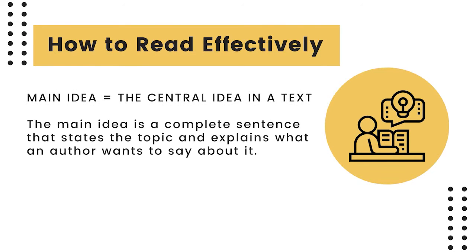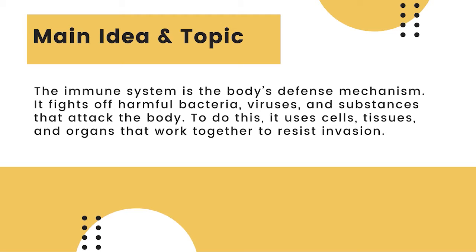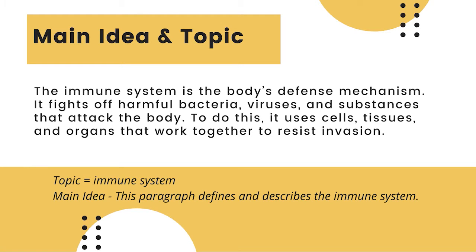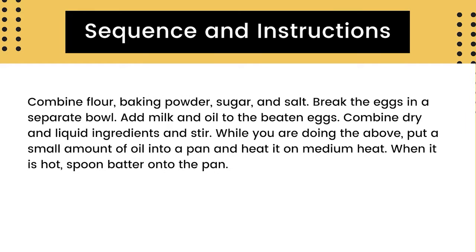So there are the main ideas, topic sentences, and supporting details. Those are things that you're going to need to be able to identify. You're going to need to be able to summarize text using text features. So that's kind of knowing sequences and instructions, sometimes recipes that say add this first, then add this, then add this. Those are those kinds of sequences and instructions.